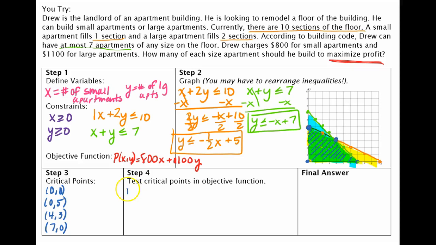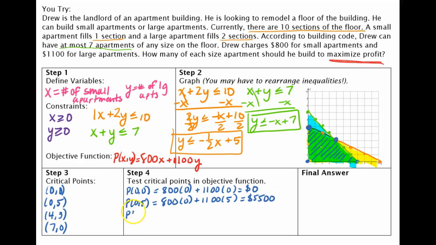So I'm going to do this one at a time. So I'll do P of 0, 0. Now if he rents out 0 apartments of each size, he's going to make $0. So even though 0, 0 is one of our critical points, it's kind of unnecessary. You're not going to make any money if you don't rent out any apartments. All right, our next critical point is 0, 5. So that would be if he rented out 0 small apartments and 5 large apartments. And that would be a profit of $5,500.